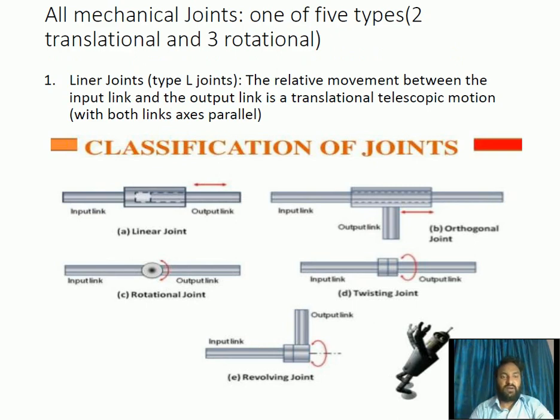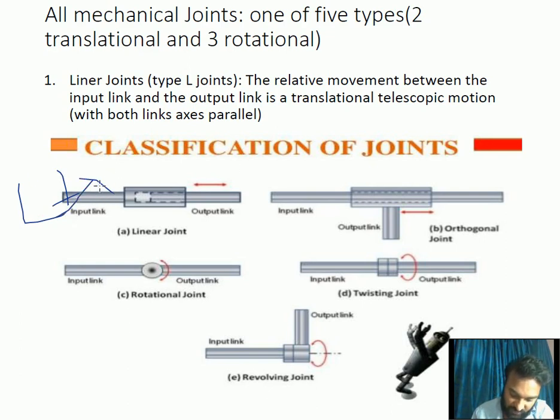Now all mechanical joints can be categorized under one of 5 types. So there are 5 types of joints that are used in robotics, and we use one amongst these 5. The first one is the linear type or L type joint. In a linear type joint there is an input link, not necessarily link 1, it can be any link, so we should call it the input link.